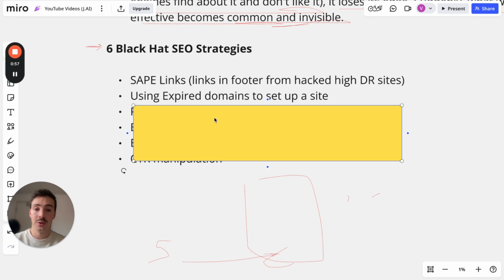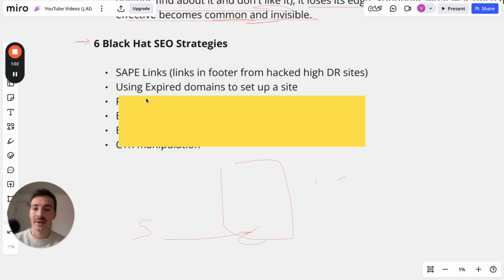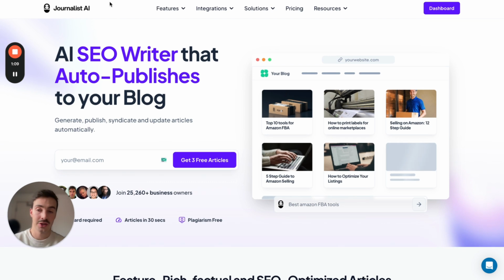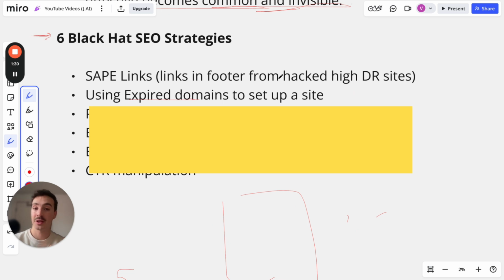Now, second one, use expired domains to set up a site. Now, this is pretty cool, and I've done this in the past. So what essentially an expired domain is, let's say, for example, tomorrow I stop paying our domain registrar for Journalist AI. So tomorrow it goes again to the marketplace, and you who are watching this video can go and buy tryjournalist.com. Now, you would be purchasing an expired domain. So I let the domain expire, and you, like a week from now, a month from now, a year from now, you bought it. So you bought the expired domain. I did no longer renew it for whichever reasons, and you bought it.